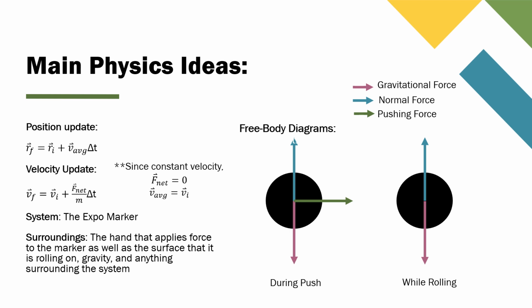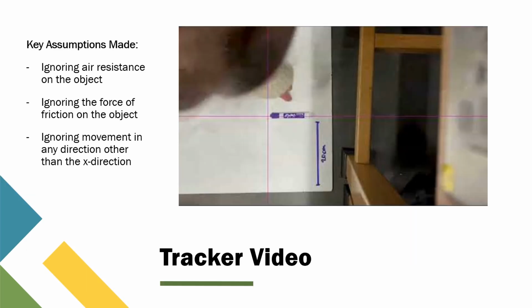And our system we're looking at is the expo marker. Our surroundings are the hand that applies the force to the marker, as well as the surface that it is rolling on, gravity, and anything surrounding the system. So I drew a couple free body diagrams to demonstrate the forces. During the push, we have 3 forces: the gravitational force, the pushing force, and the normal force, which makes it move in a direction. And while rolling, the forces cancel out since it's constant velocity, so we only have the gravitational force and the pushing force.